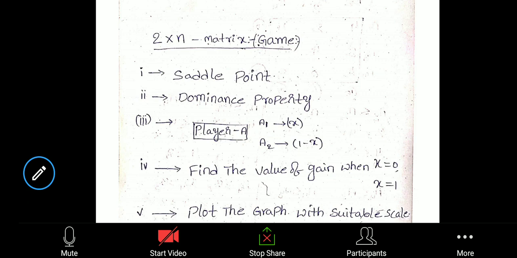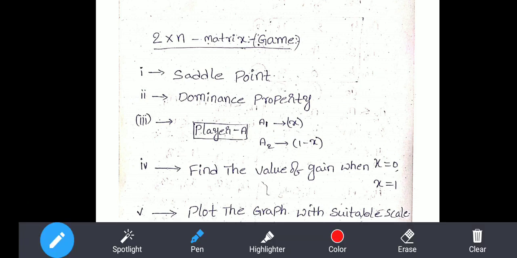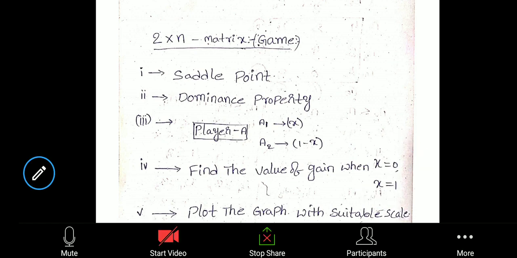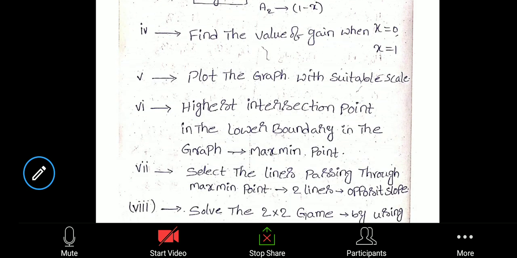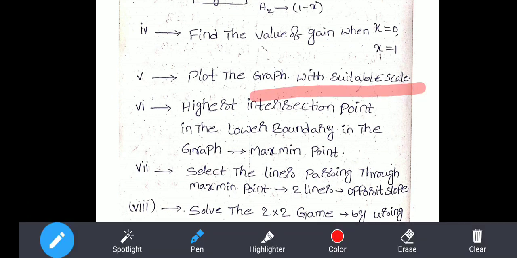After that, if even by applying the dominance principle the columns are not reduced into 2, we can apply the further step. The first row strategy a1 will be multiplied with x. The second row strategy a2 will be multiplied with 1 minus x. Now we are going to form equations. In those equations, x equal to 0 and x equal to 1 will be substituted. Those equations will be converted into points. Based on those points, we are going to draw the graph with a suitable scale.